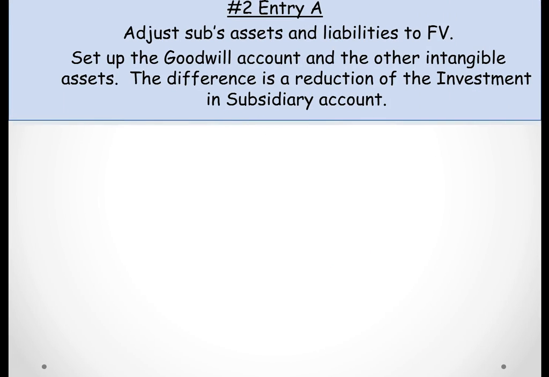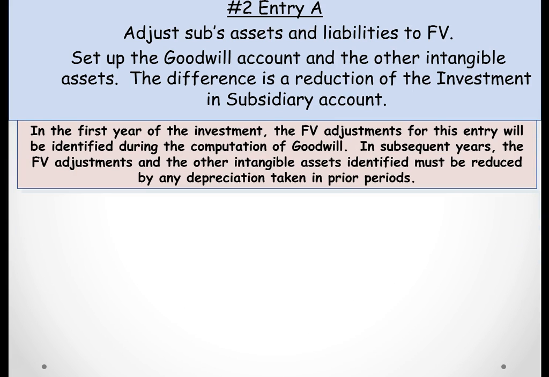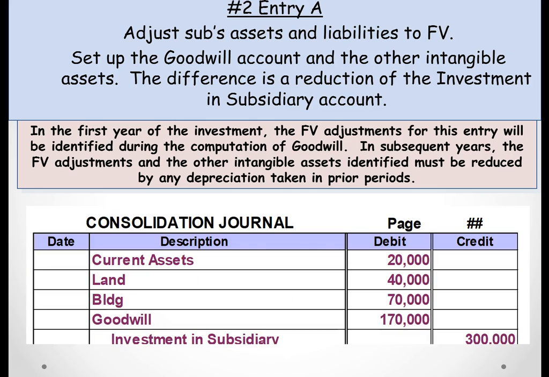Okay, the next entry we're going to do is set up the goodwill account and other intangible assets adjustments to fair value. In the first year, the fair value adjustments for these entries will be identified during the computation of goodwill. But remember, in subsequent years, we have to adjust for any amounts that we have reduced due to amortization or depreciation. So in our case, we're going to book the current asset adjustment, the land, the building, and the goodwill, and the credit is going to go to investment in subsidiary.